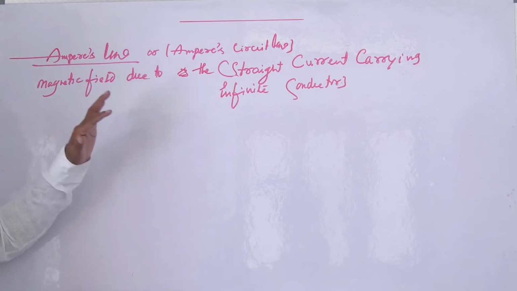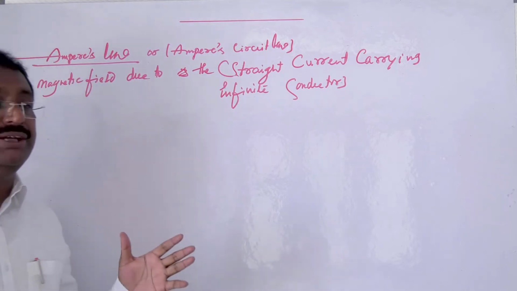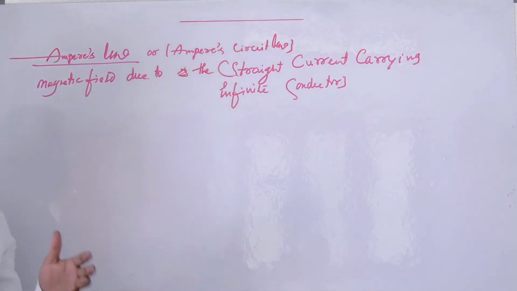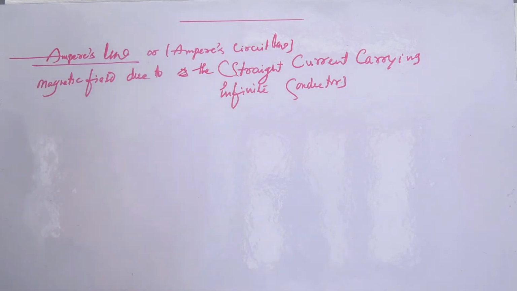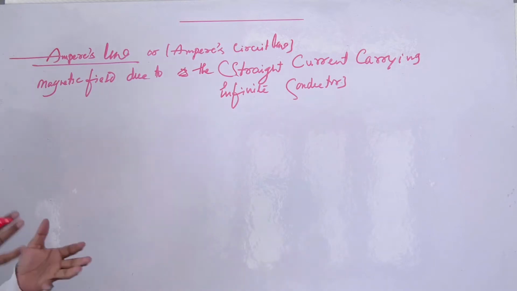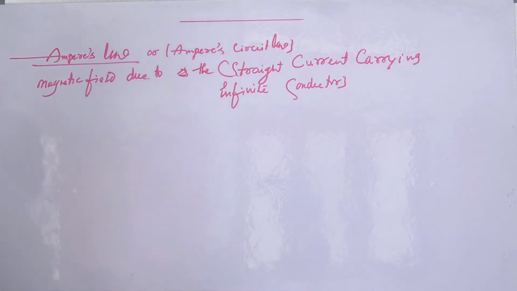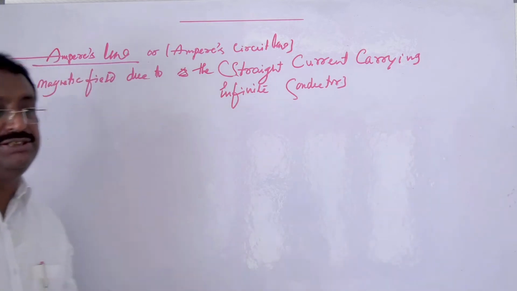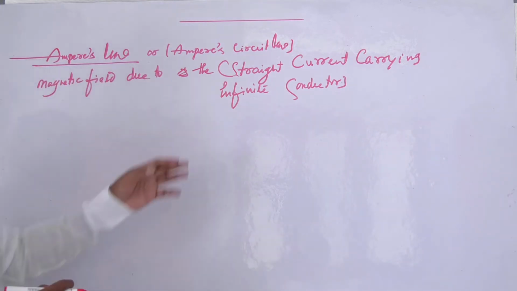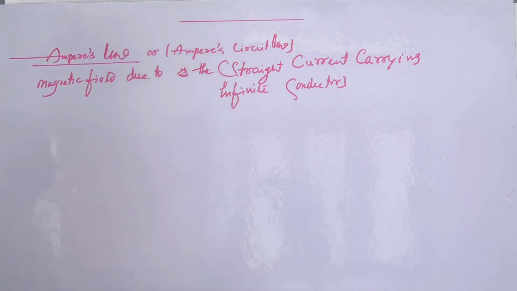Of course, Ampere's law also gives the relation between symmetric current and the magnetic field produced by it. What is symmetric current? The current which is not fluctuating with time. Along with the time, the current in the conductor is constant. That is why it is called symmetrical electric current. It is applicable for symmetrical electric current.